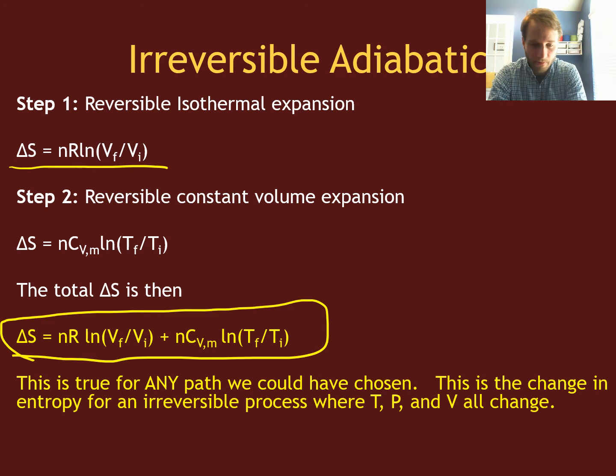Now, because entropy is a state function, I can use this for any irreversible process where temperature, pressure, and volume all change. It doesn't have to be adiabatic. It just has to be some process where temperature, pressure, and volume all change. And in that case, I could use this as a formula to calculate the entropy change for that process.